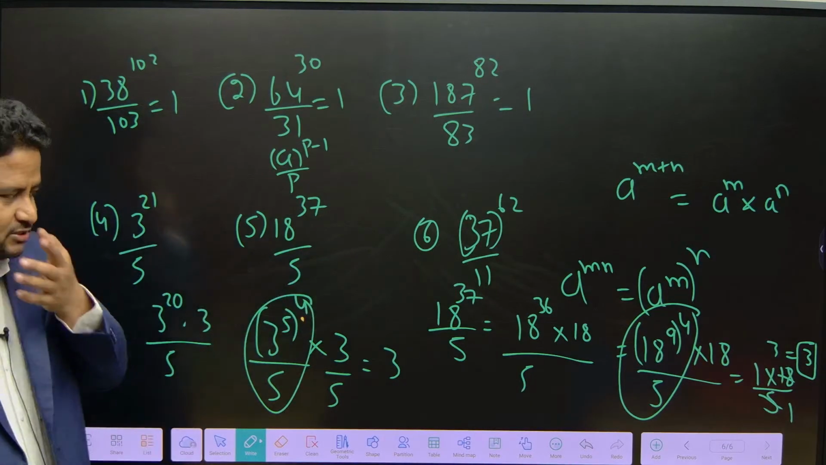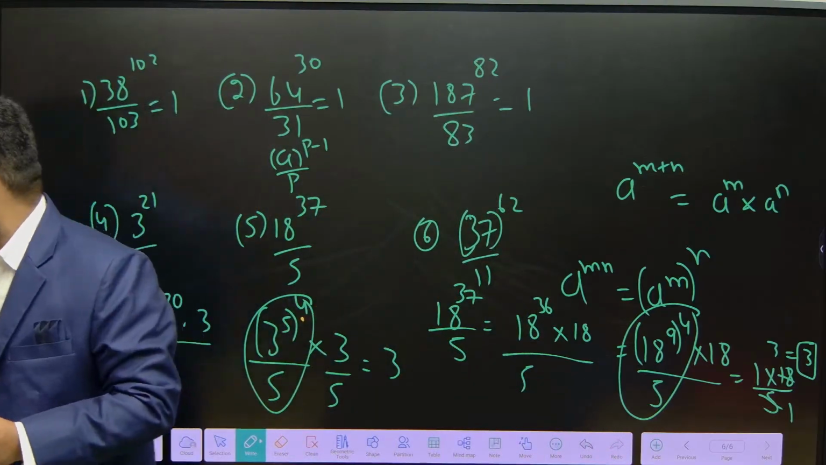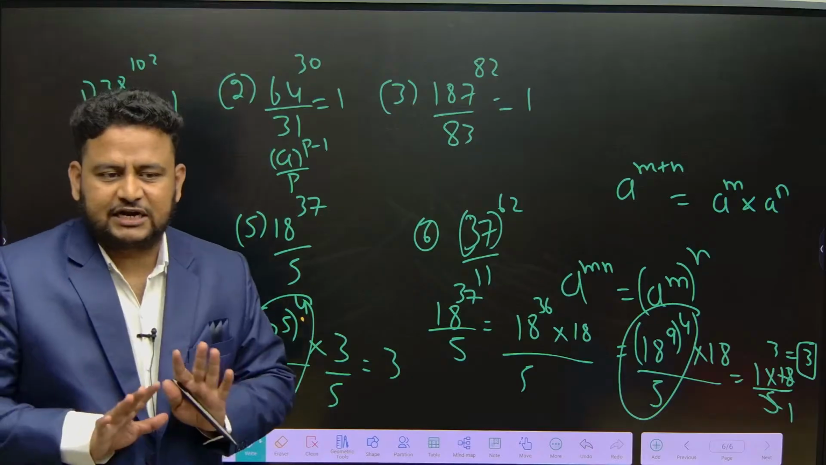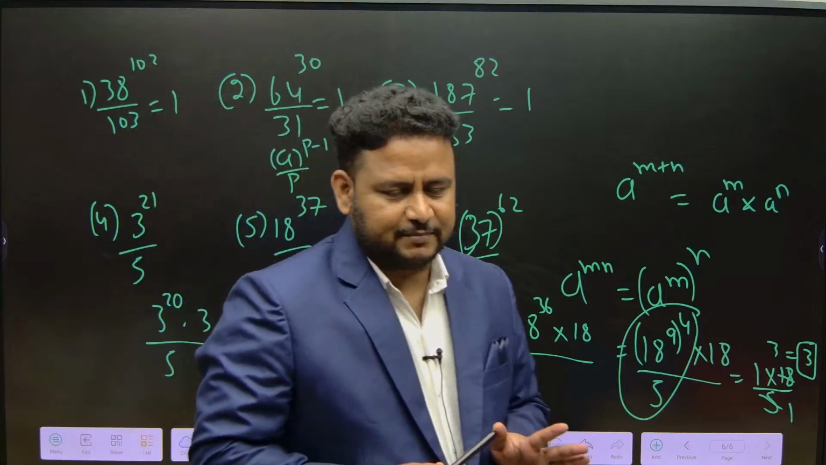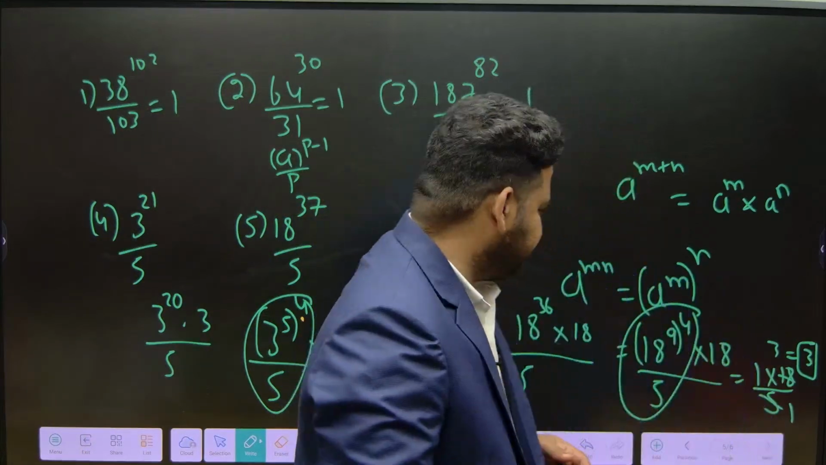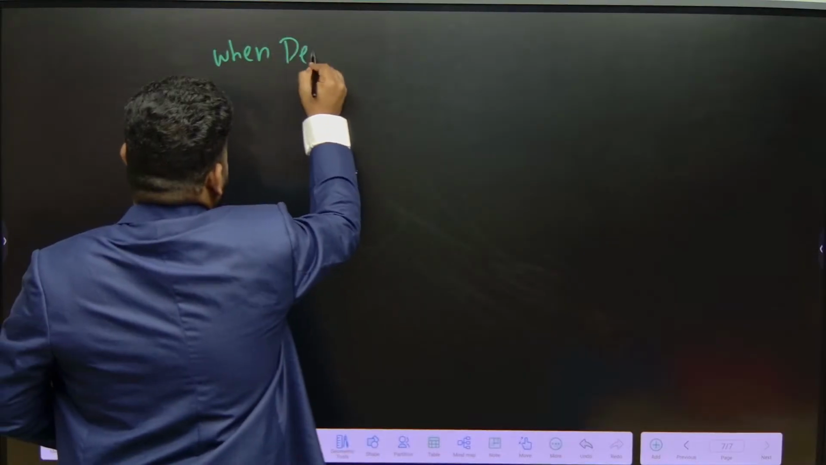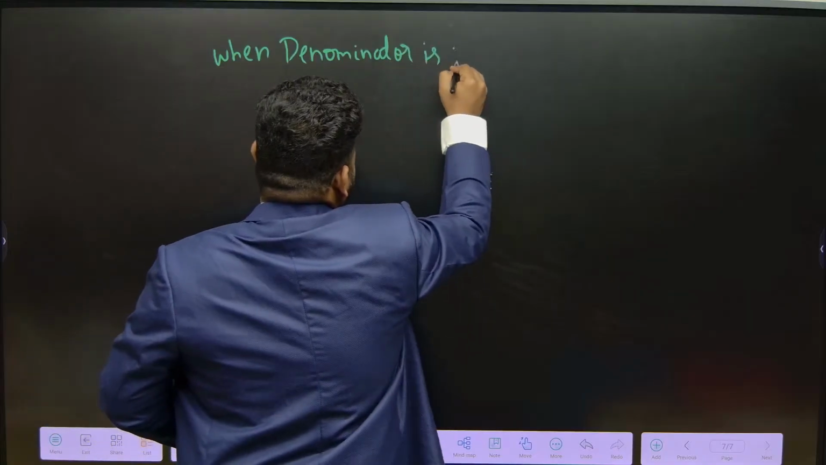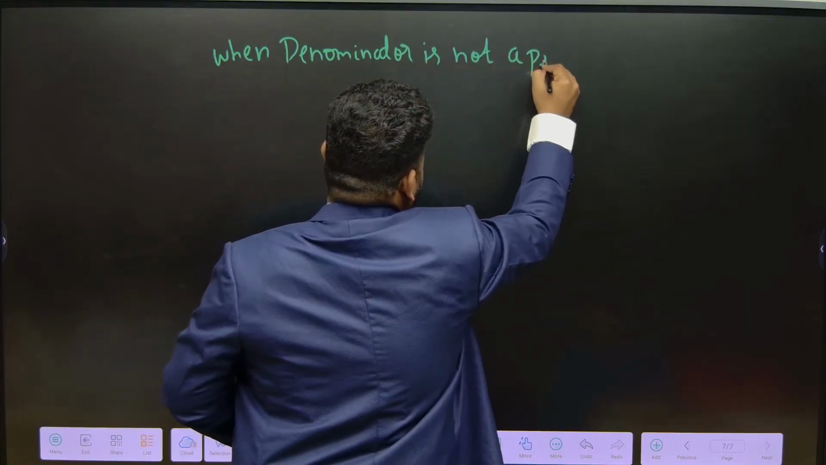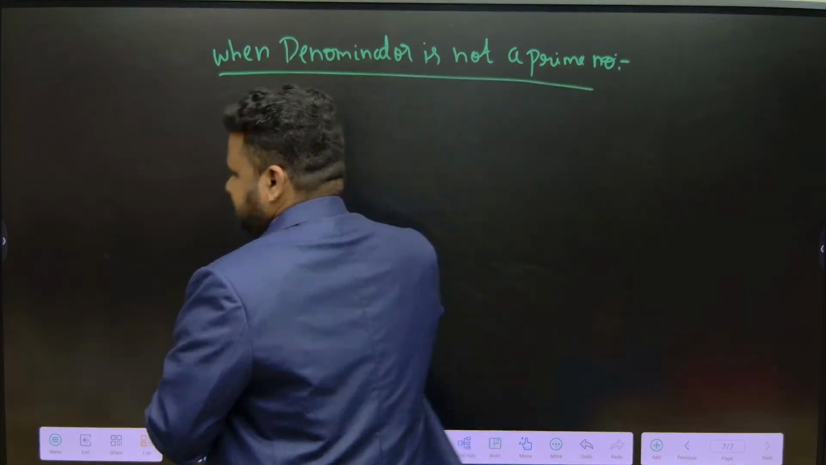Now let us do when the denominator is not a prime number. Till now we saw when the denominator is a prime number. When the denominator is not a prime number, how to solve such questions? So let us see for that. When the denominator is not a prime number, let us take some examples for that. You will understand.